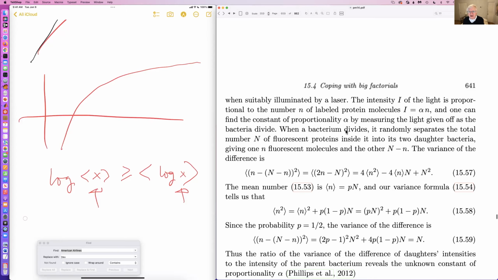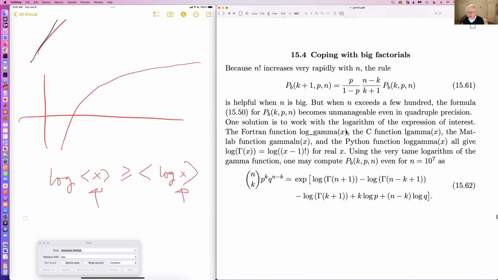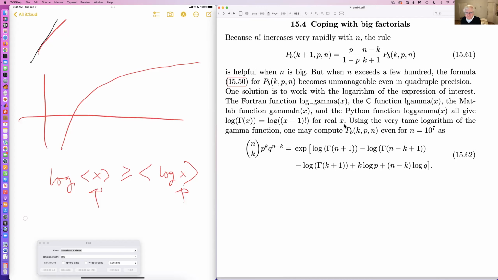Well, I think this is something you can read if you're interested, especially if you're interested in biophysics, you should read that.